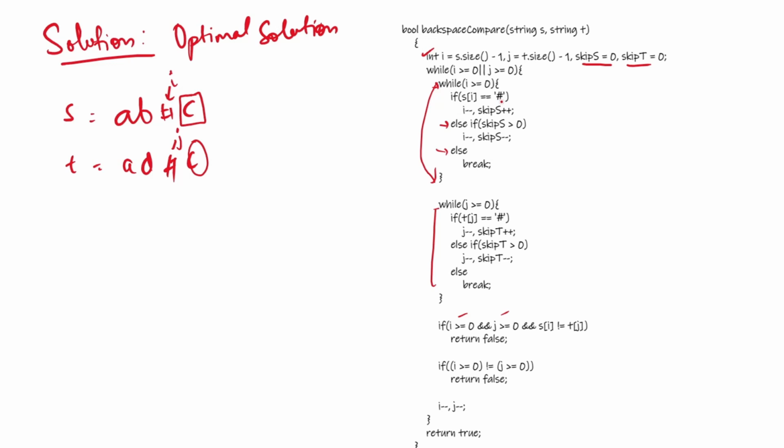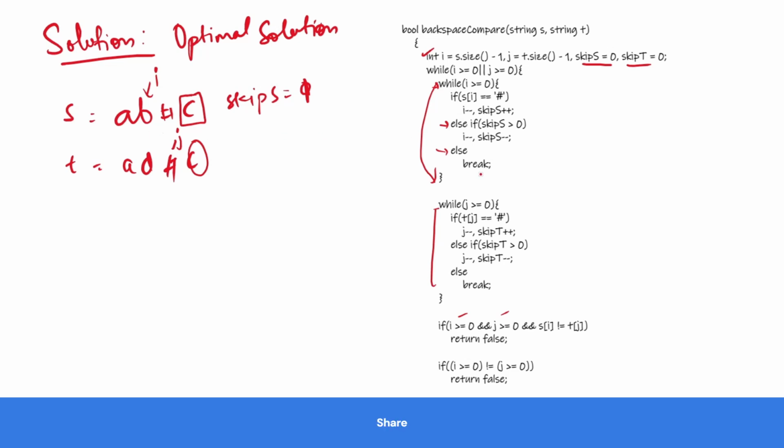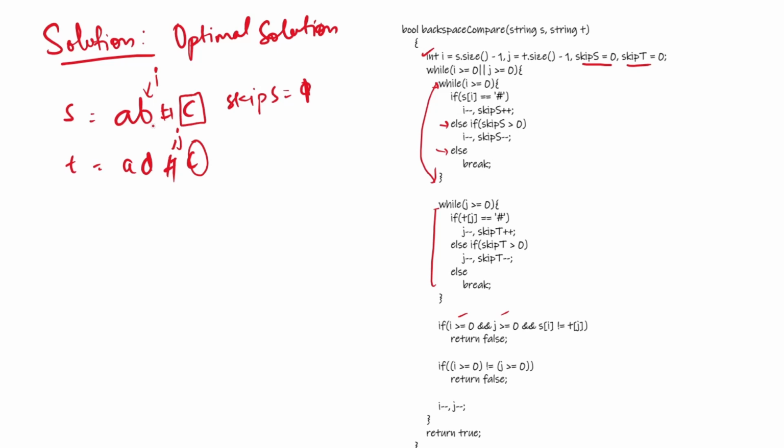Now, is this a hashtag? Yes. If this is a hashtag, now I will move my pointer and I will increment my skip s to 1. What does it mean? It means I will not compare this with this. So let's see in the second case, is this a hashtag? No. But is my skip s greater than 0? Yes. In that case, I will mark my skip s as 0 and I will move my pointer i, because I will not compare this.